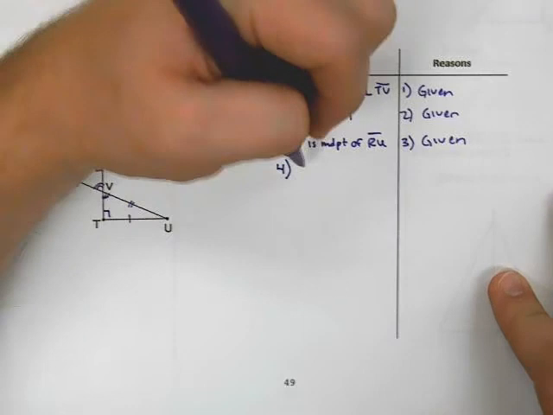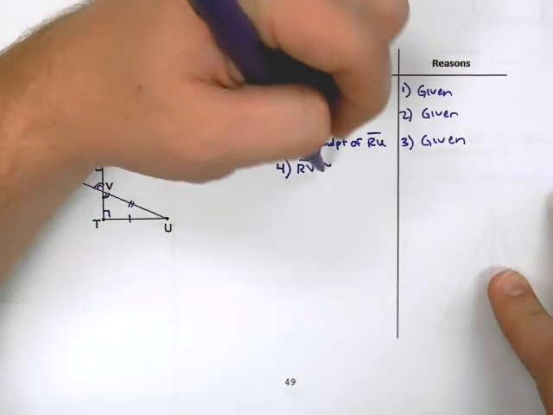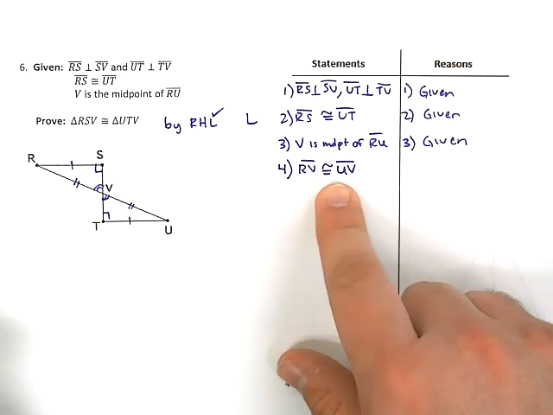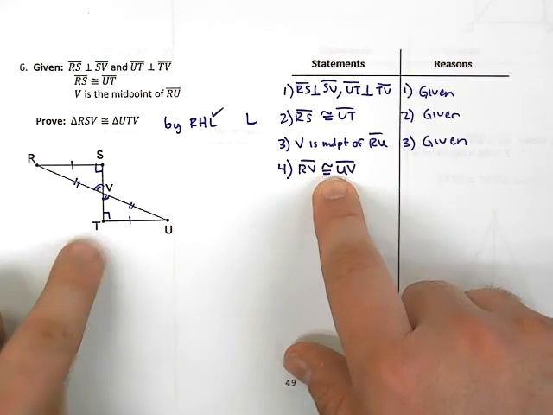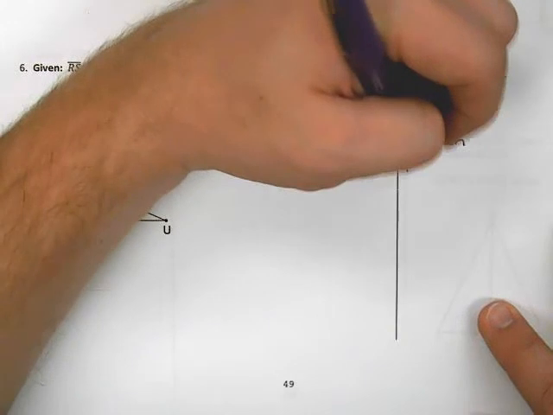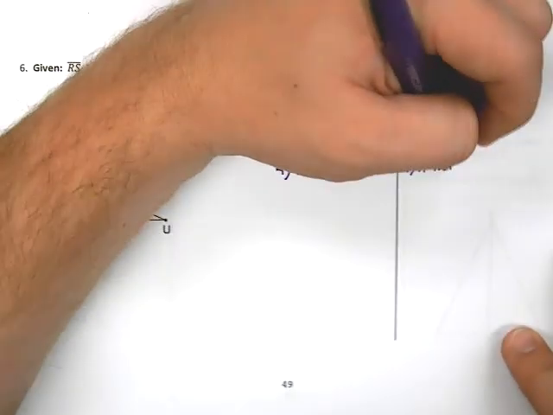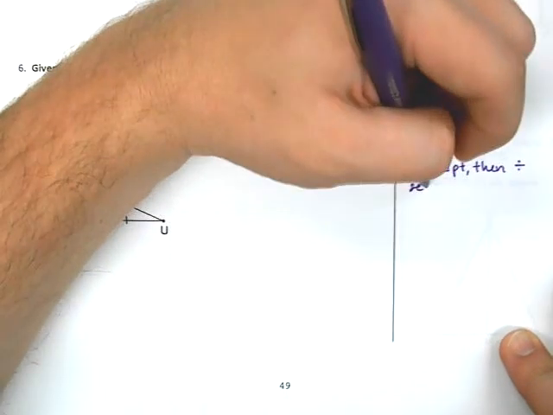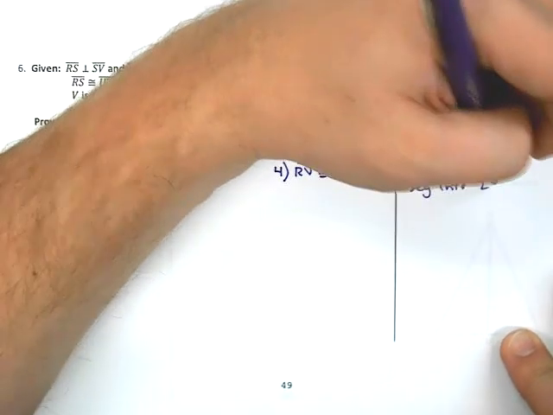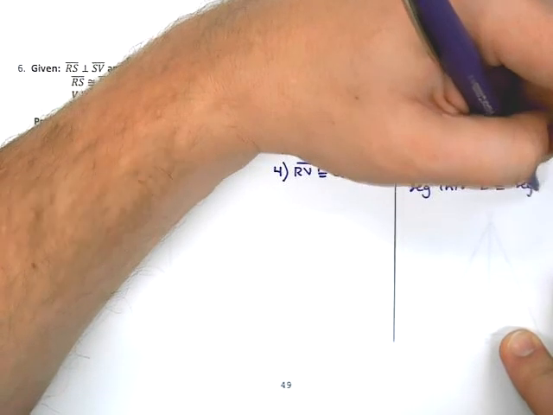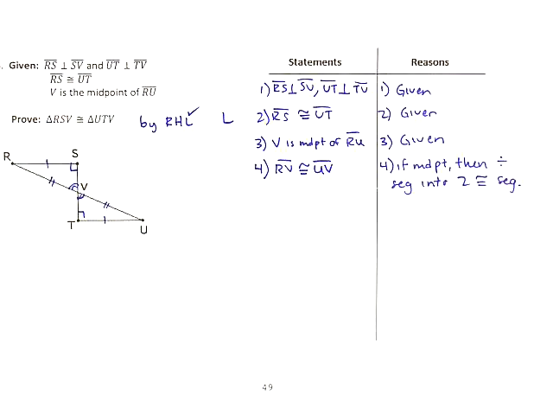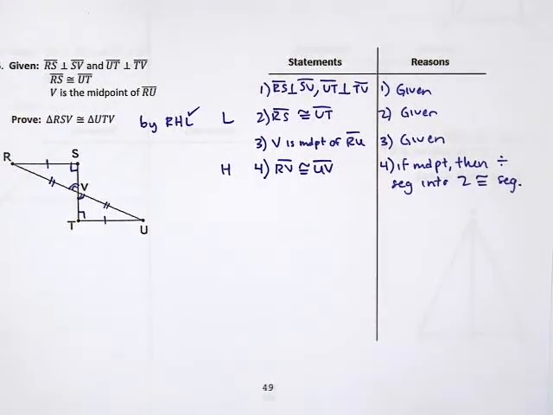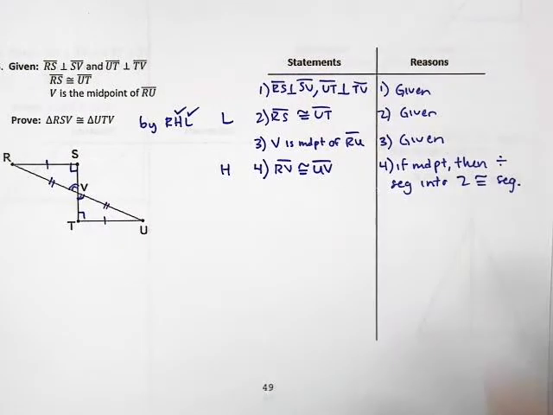So let's say that RV is congruent to UV, and we have to decide, well, how did we know that? Well, we knew this statement was true because V was the midpoint, so that is going to be the reason. If midpoint, then divides segment into 2 congruent segments. Okay? Sweet. Now I have my hypotenuses congruent to each other, so I have my H.